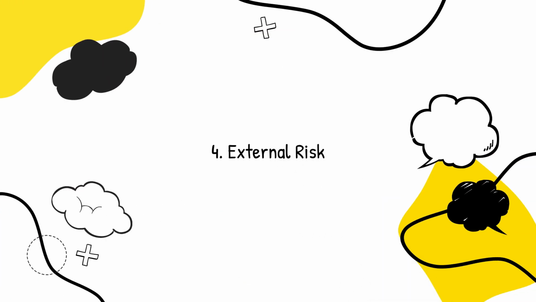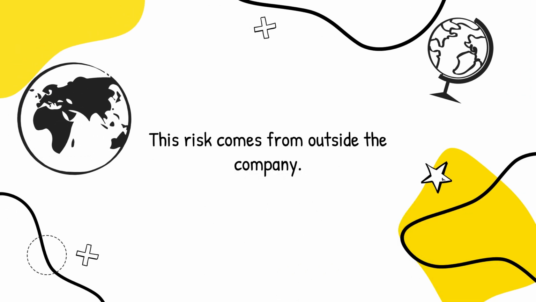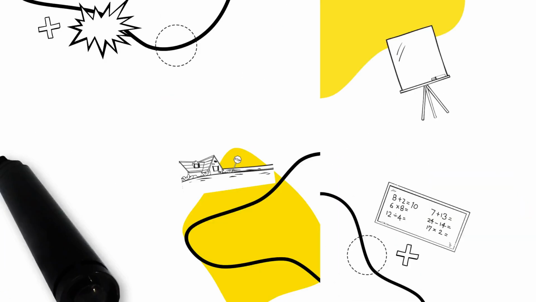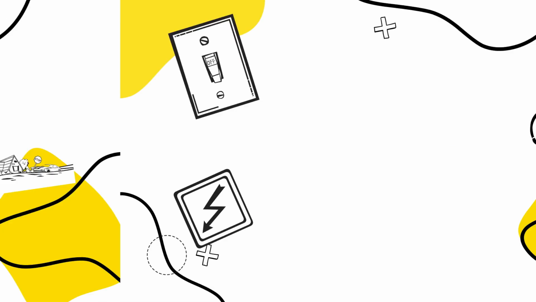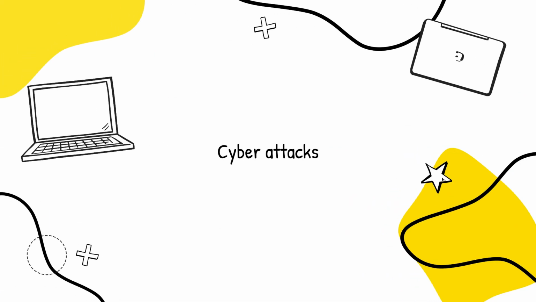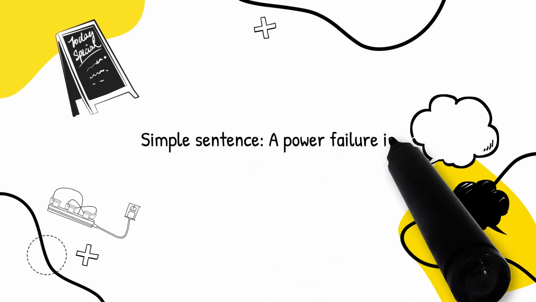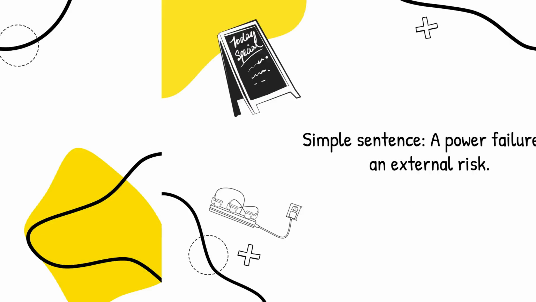4. External risk. This risk comes from outside the company. Examples: natural disasters, power cuts, cyber attacks. Simple sentence: a power failure is an external risk.